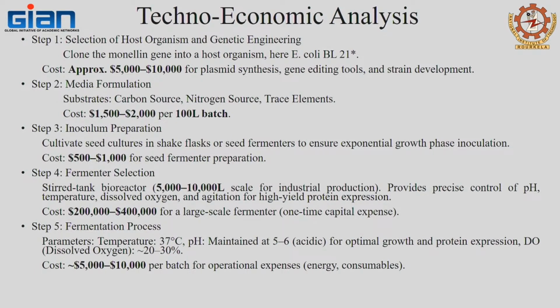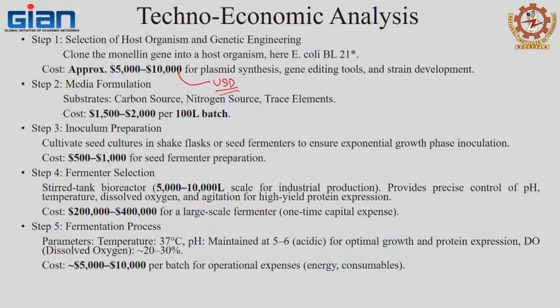In the first step, we have used a host organism which we have genetically engineered, and the organism used here is E. coli BL21 DE3. DE3 is the vector that is being used. The approximate cost for the plasmid synthesis, gene editing tools, and strain development is around $5,000 to $10,000. And for media formulation, for all the carbon source, nitrogen source, trace element salts and all, for a 100-liter batch we have taken $1,500 to $2,000.